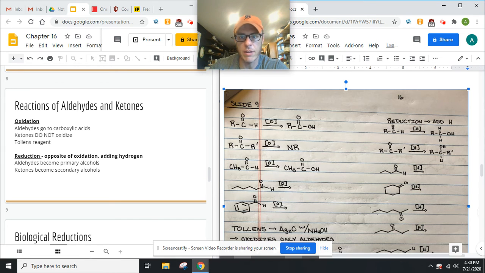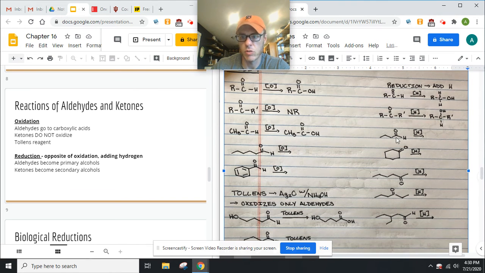So an aldehyde gets reduced to an alcohol. It actually becomes a primary alcohol. A ketone gets reduced to a secondary alcohol. All right, so here, this is an aldehyde. We'll get a primary alcohol, secondary, secondary, secondary, primary.